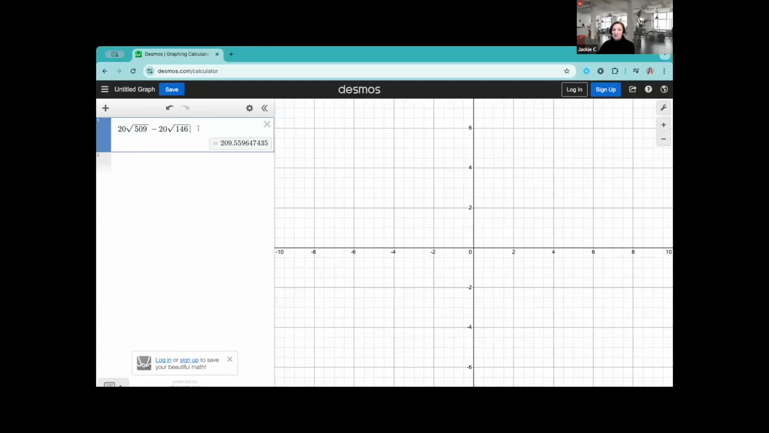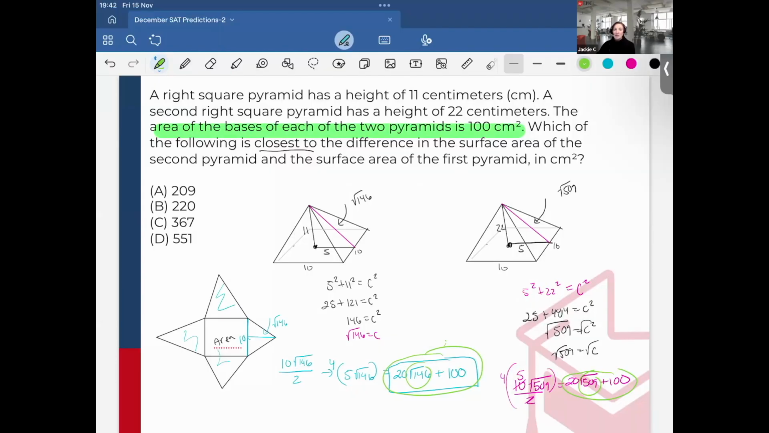Oh my goodness, look at this. So like 20 square root 509, 20 square root 104, it's approximately 209.55. And looking at the answer choices, that would be closest to option A. So know your right square pyramids. They've been heavily frequented on exams, and then your life will be amazing. Okay, let's continue our journey.